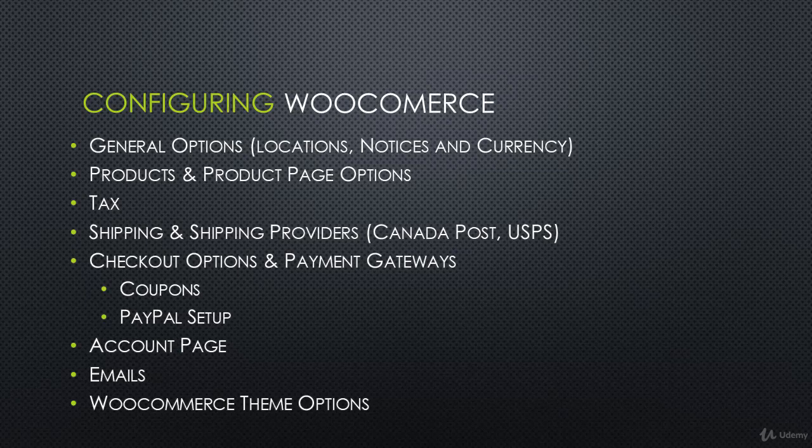The next one is products and the product page options. Here we'll cover settings on size, unit preferences, reviews, ratings, default pages, inventory management, and finally downloadable product preferences if you're selling something like ebooks. The next one is taxes and how to configure taxes for WooCommerce and for any particular tax zone that might be required.